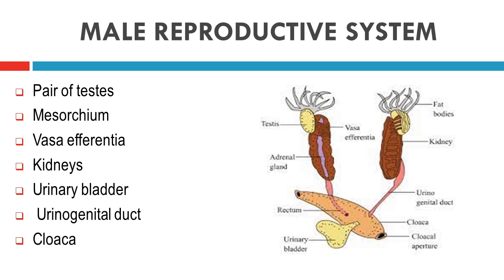So both will be coming out through the ureter, reaching the urinary bladder. Then through the urinogenital duct it will reach the cloaca, and through the cloaca it will be eliminated out. Is it okay?